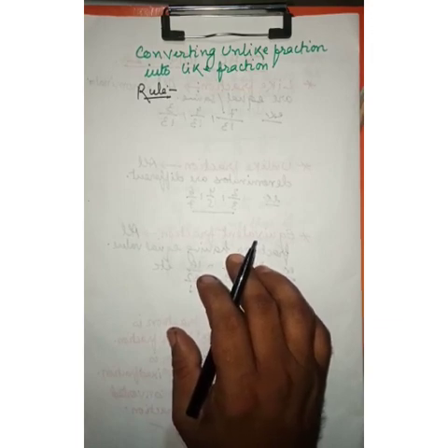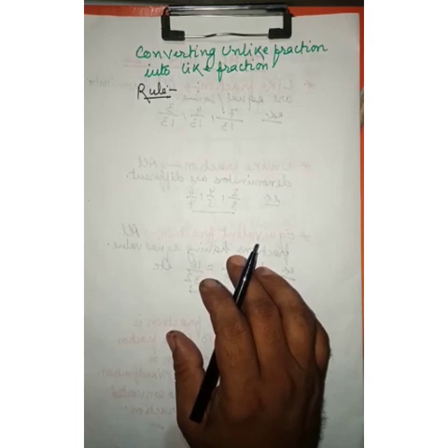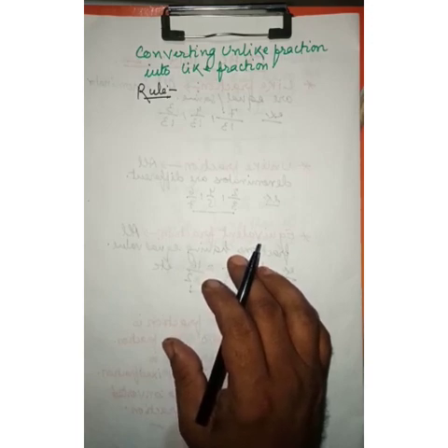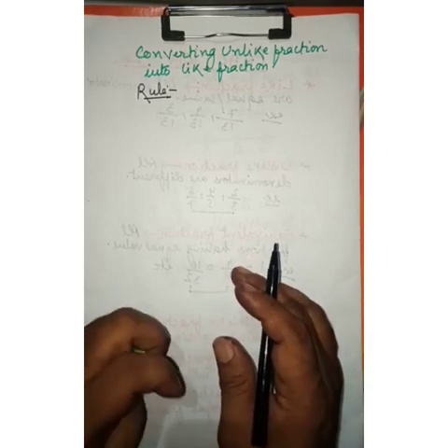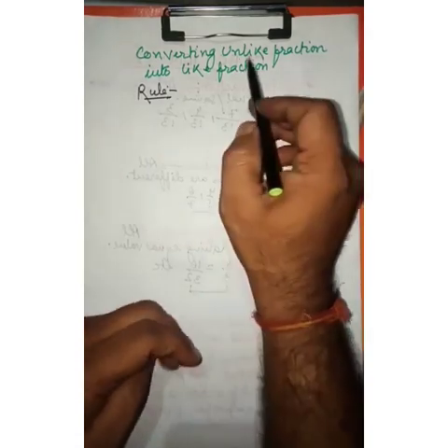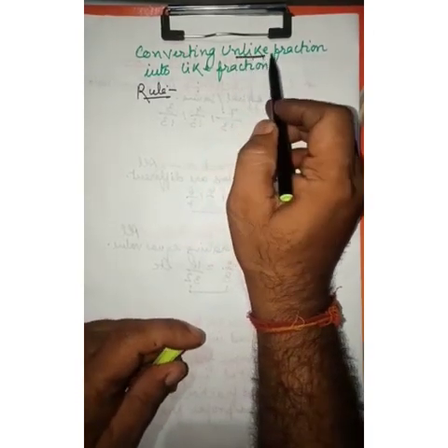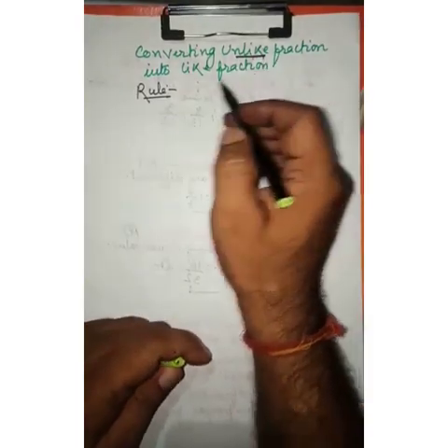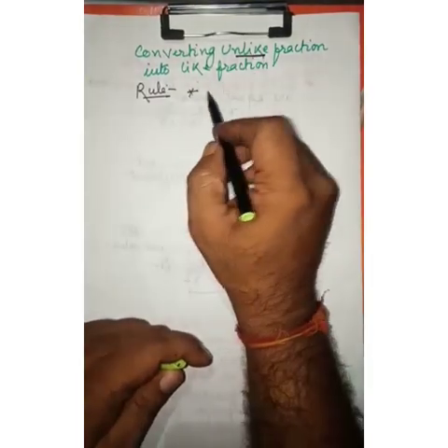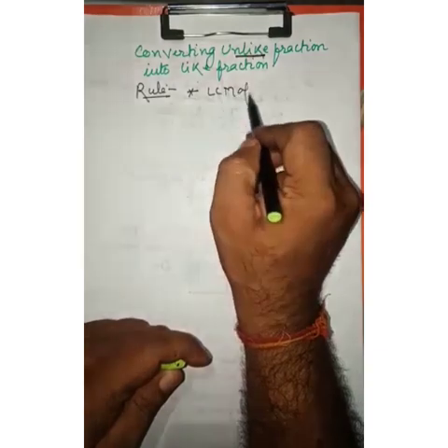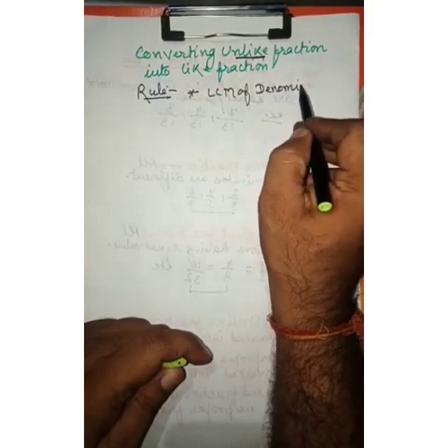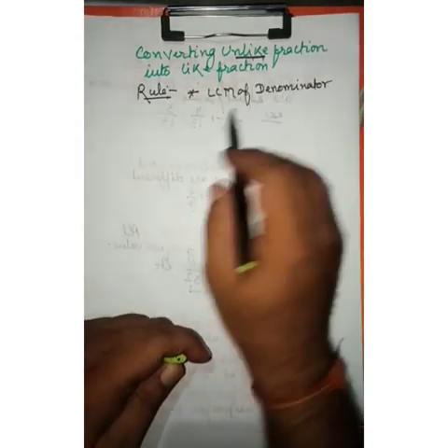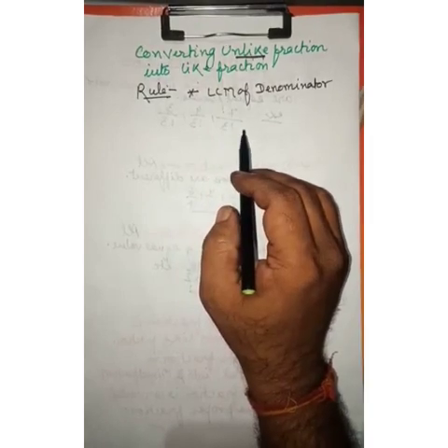Now see the rule of how to convert it. If you understand this rule, you can do ascending order and descending order also, and addition of fraction and subtraction of fraction very easily. Now see, in unlike fraction all the denominators are different. So what do we have to take? First step, we have to take the LCM of the denominator.